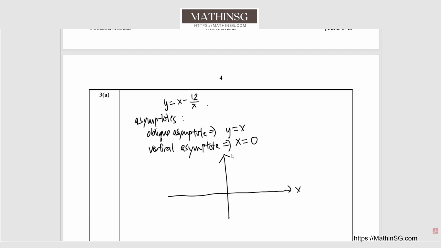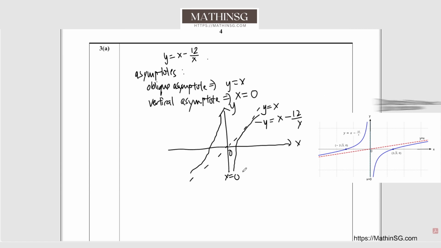This is my X, this is my Y, and I'm going to draw a Y equals X line here. So this is my Y equals X. I also have a vertical asymptote X equals 0. And this is how the curve looks like. And the other portion is here. And then let me label the graph Y equals X minus 12 over X. Again, I have shown the entire curve in the worked solution. Please refer to the answer key that I've provided in the description below.